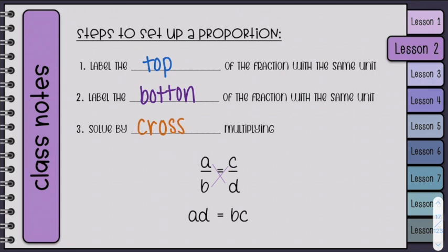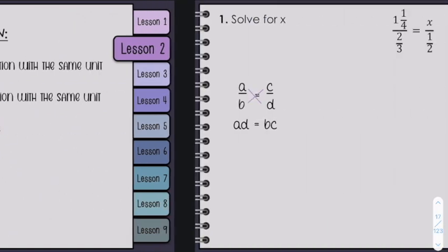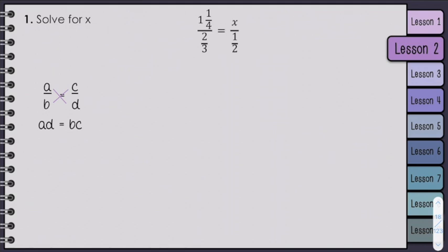So cross multiplying would be when you multiply A times D and then B times C. So you multiply diagonally across your equal signs. All right, so let's try this out in the first problem. You have 1 1/4 over 2/3 equals x over 1/2. Now we're going to use our strategy. On our left we have it here, just as a reminder, and we are going to cross multiply.